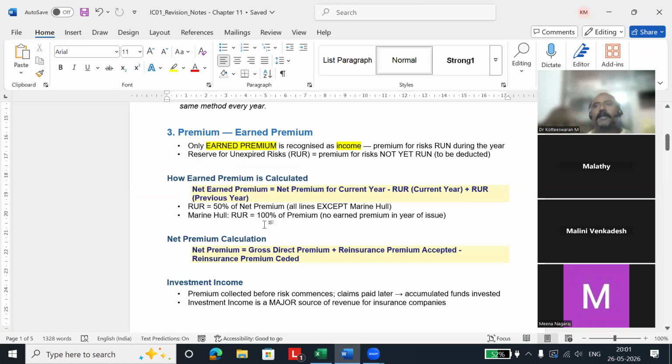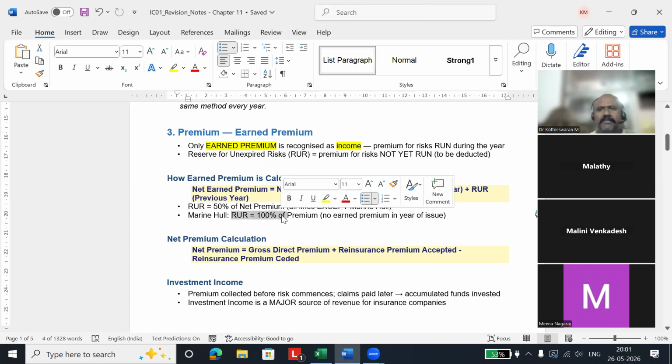RUR is futureல என்ன ரிஸ்க் வருமோ அதுக்கு நம்ம இப்போ எடுத்து வைக்கிறோம். That is called RUR, Reserve for Unexpired Risk. So marine insurance is very volatile, very risky. So whatever premium they are receiving now, they will keep it as a RUR for the future year. ஒரு வருஷம் வச்சிருந்துட்டு அடுத்த வருஷம் எந்த கிளைமும் வரலனா தான் அதை யூஸ் பண்ணுவாங்க. That is for marine insurance.